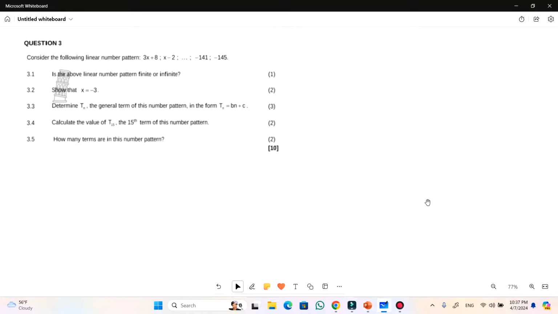Hello everyone, again. We're back now doing this question based on the arithmetic sequence. What we need to consider on this question is our sequence, which we have been given here. They say consider the following linear number patterns, so they've already told you what kind of sequence this is. You know that this is a linear number pattern, or an arithmetic sequence.